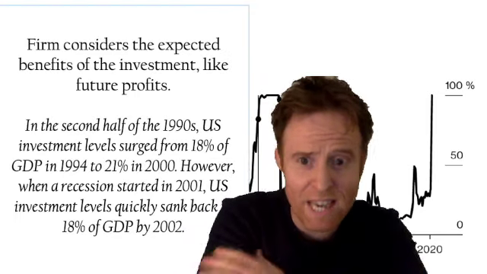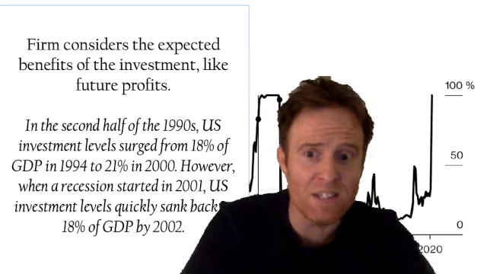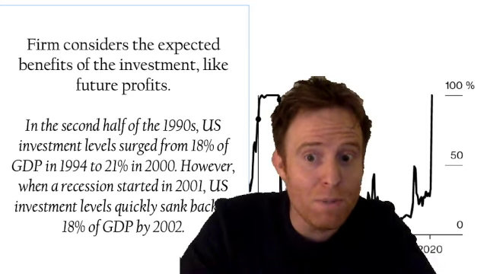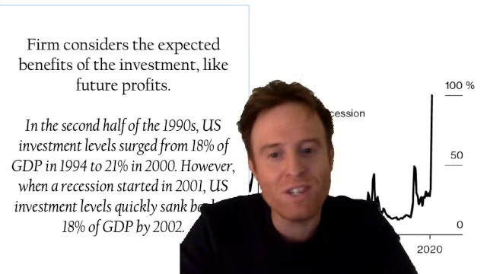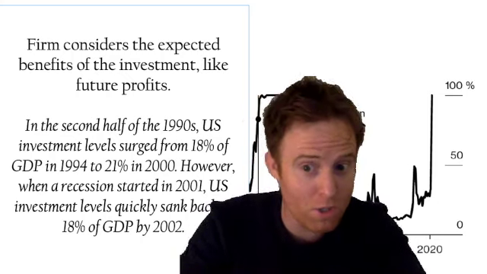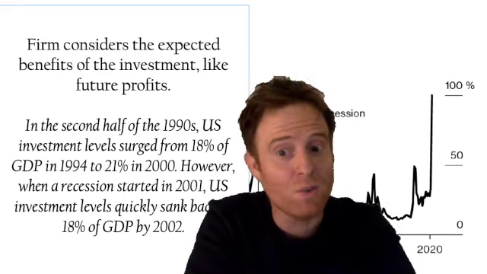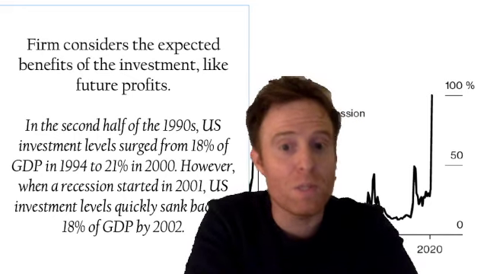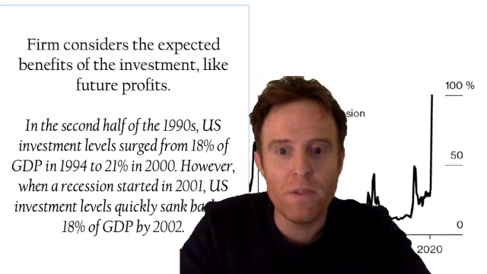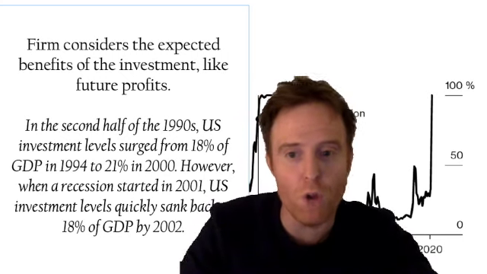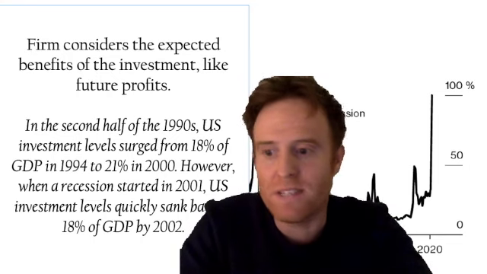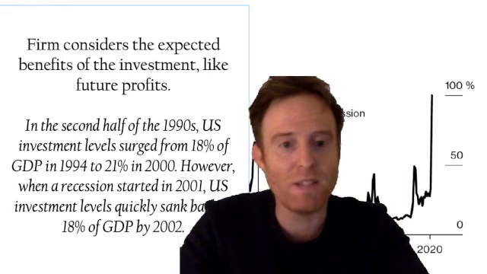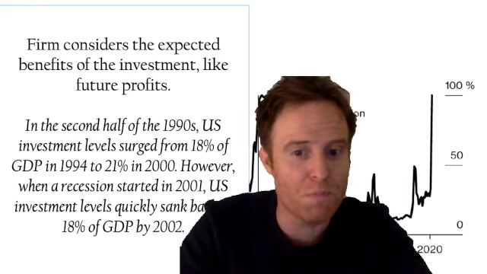So as I've said here, if we consider the US in the 1990s, investment levels surged from 18% in 1994 to 21% in the year 2000. However, when the recession started in 2001, suddenly investment levels quickly sank back to 18% of GDP. So we can see that as soon as the recession hit, firms just put their investment on hold, or there was that dip from what it was before. And that's just about negative confidence, negative expectations, and not really getting a return for that investment.